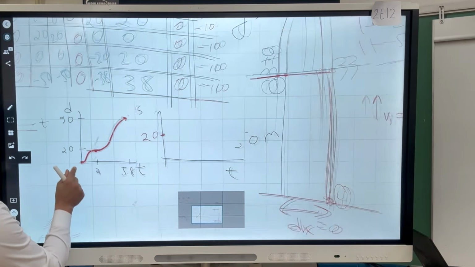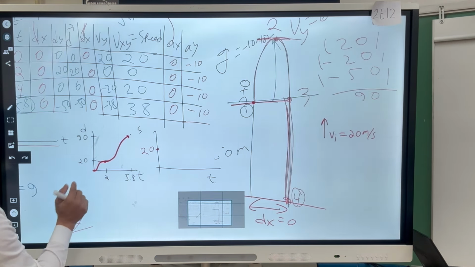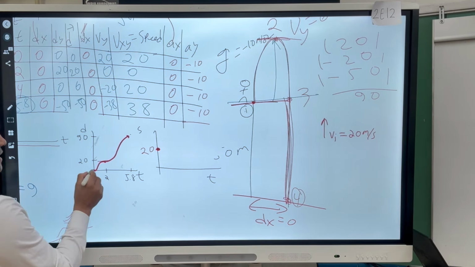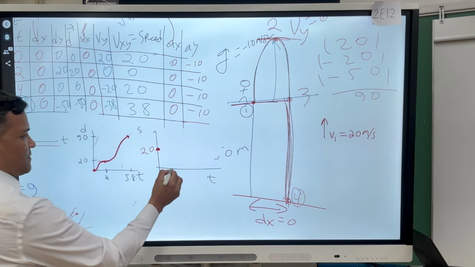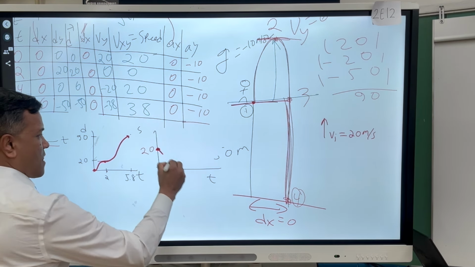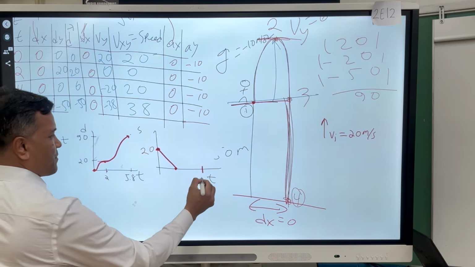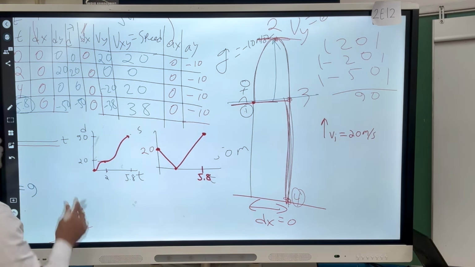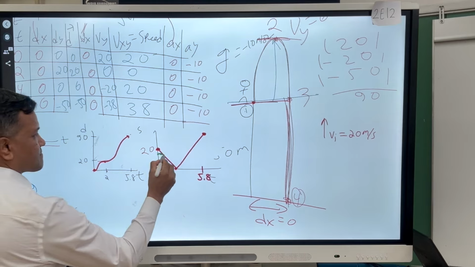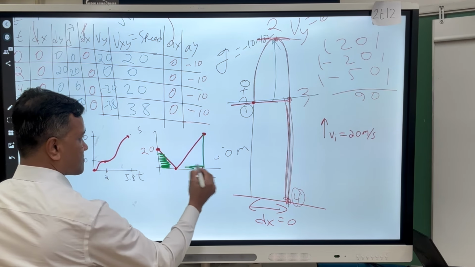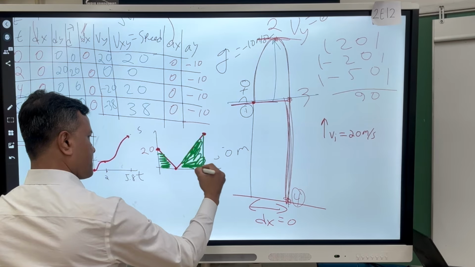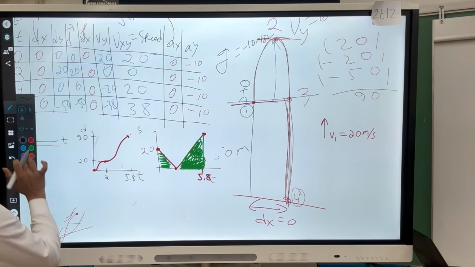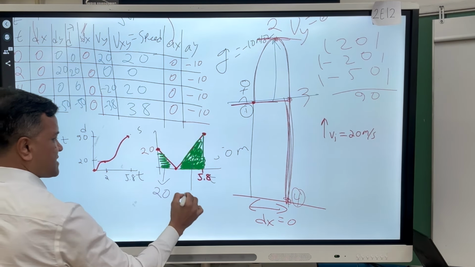All right, great. So then here velocity is 20. At 2 seconds, velocity is 0. At 5.8 seconds, velocity is 38. Okay. So area. So this is 20. This must be 70.